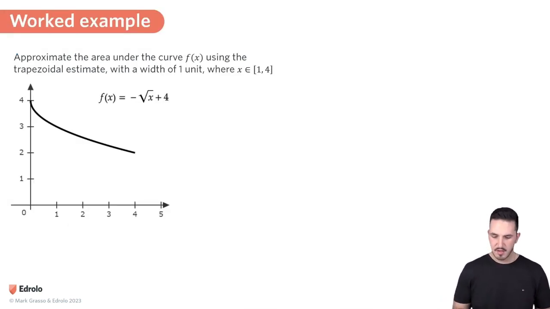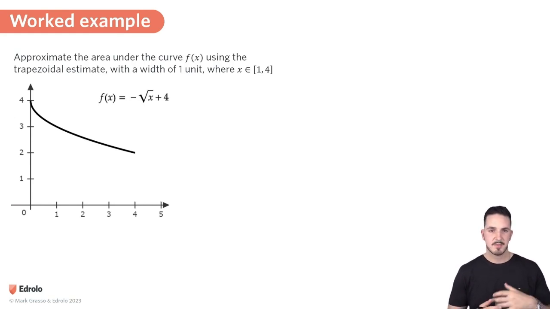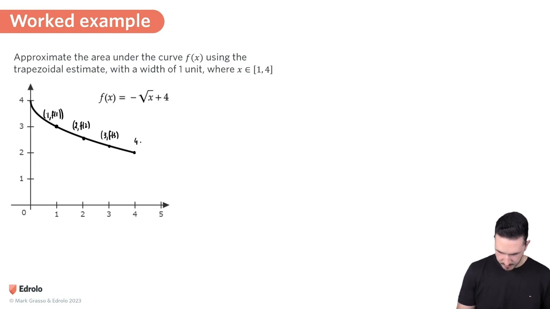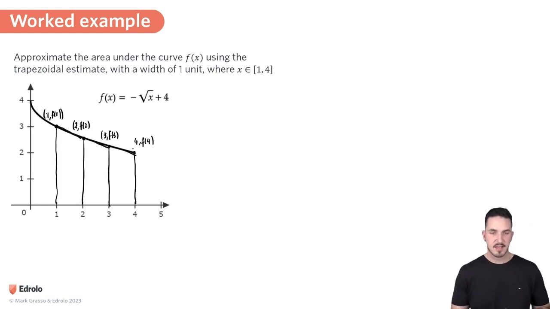Approximate the area under the curve f of x using the trapezoidal estimate with a width of 1 unit. Again, that's been specified, where x is an element of 1 to 4. So we're looking to find the area under the curve between 1 and 4. That's the first thing I want to find. So this is going to be (1, f of 1), then (2, f of 2), (3, f of 3), and finally (4, f of 4). And then now to evaluate.